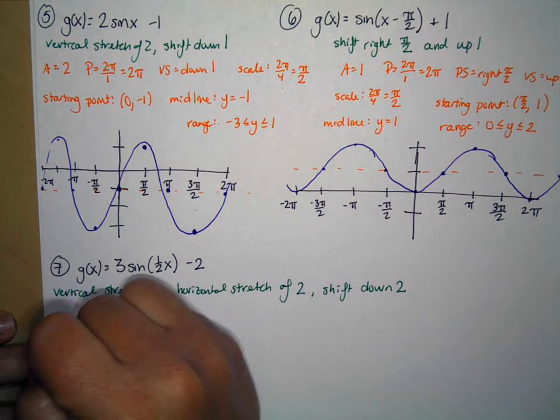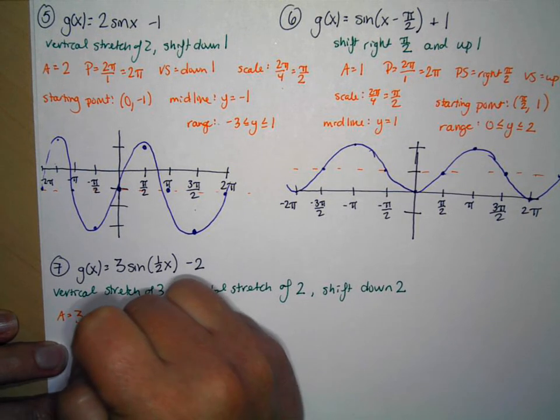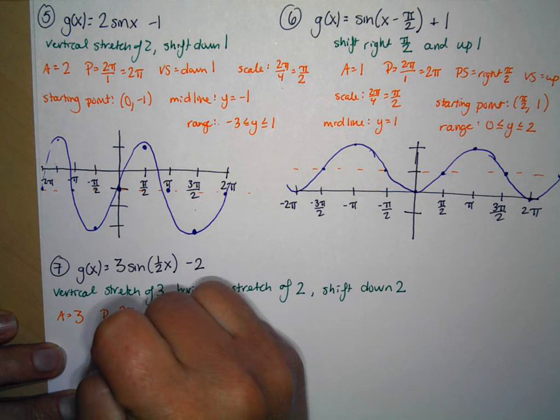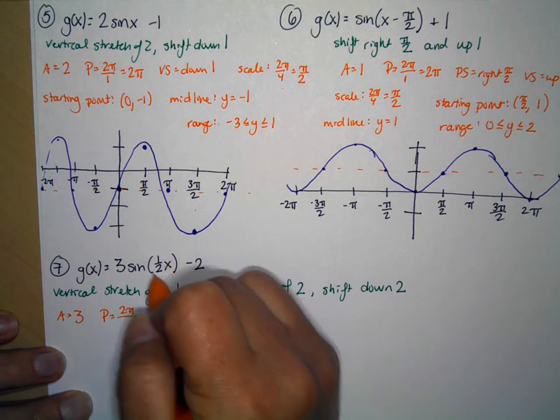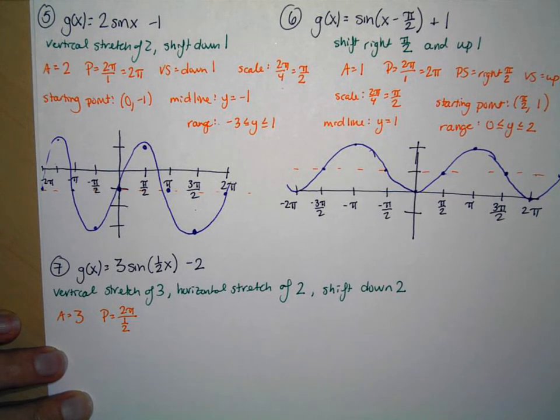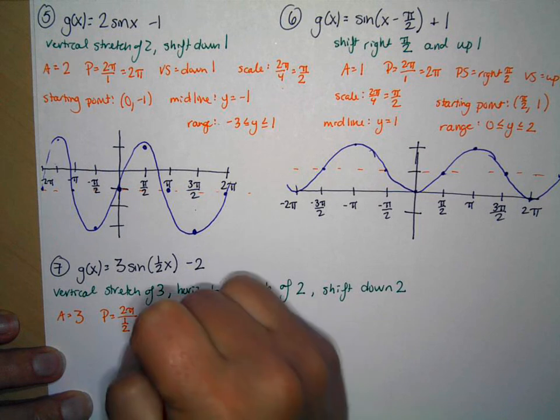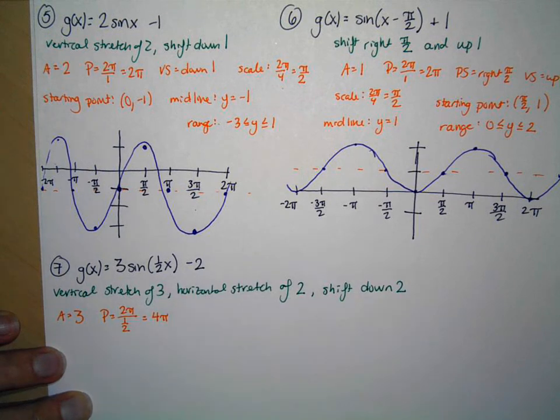So our amplitude, our number in front of the sine, is 3. Our period, 2 pi divided by our coefficient here, 1/2. Well, if you have 2 pi and you divide them into halves, you're going to get 4 pieces of pi.